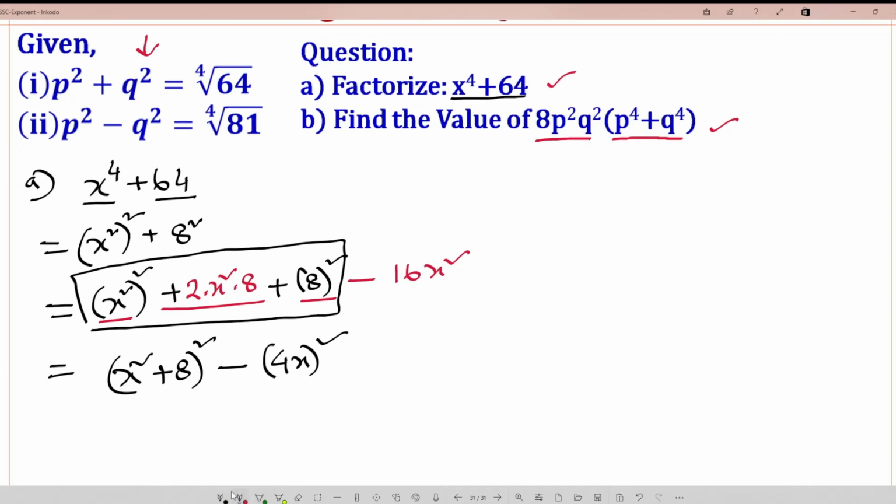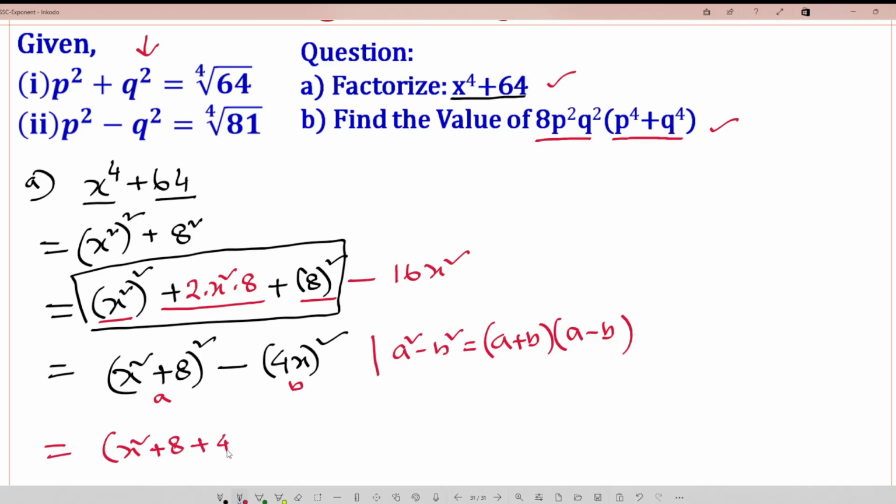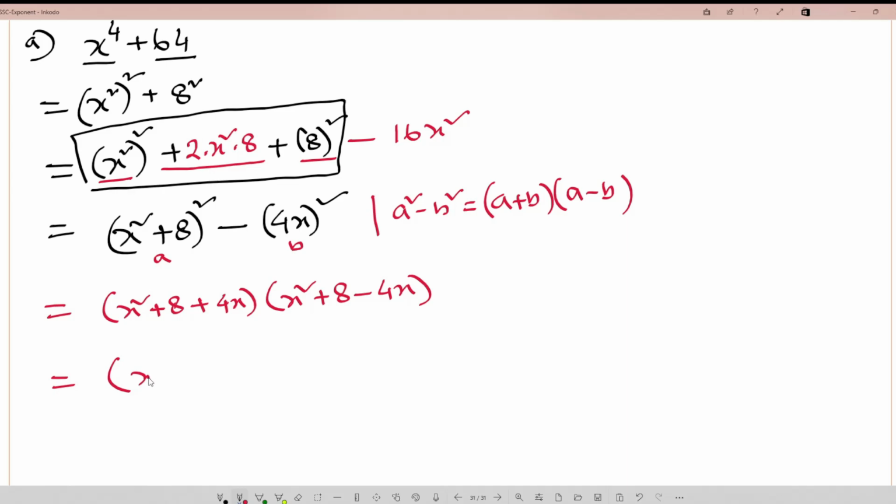Now look, here x square plus 8 whole square is a square, and 4x square whole square is b square. So a square minus b square, we know, is a plus b times a minus b. So we can write x square plus 8 plus 4x and x square plus 8 minus 4x. We can rearrange this: x square plus 4x plus 8 and x square minus 4x plus 8, and this is our answer.